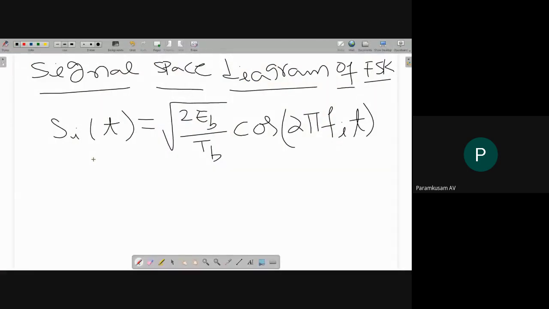Okay, in the previous class we have discussed frequency shift keying, its generation, that is the transmitter and receiver. Now we will discuss the signal space diagram of frequency shift keying, its frequency spectrum, and amplitude shift keying. See, the expression of frequency shift keying Si of t is equal to root of 2 Eb by Tb cos 2 pi fi t. That is, it has two equations.